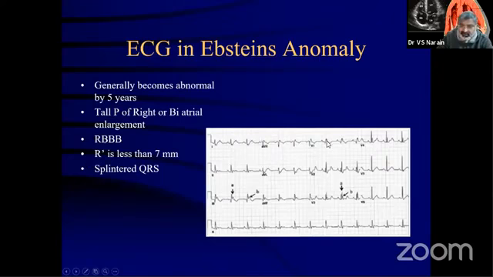And then the important point is that the R dash in right bundle branch block of Ebstein's is generally less than 7 millimeters. And the QRS has a very peculiar character. It appears to be splintered, and it appears to have another QRS superimposed on the first QRS. So it is generally splintered or a double QRS here. It is an RBBB, but the R dash is less in height, less than 7.